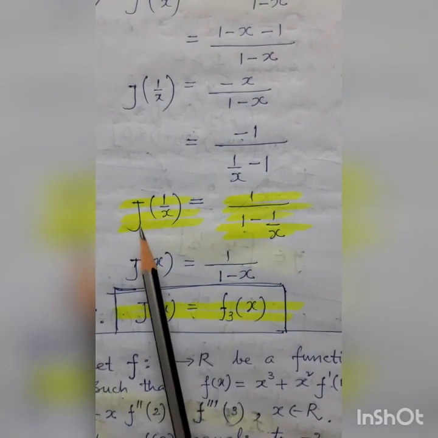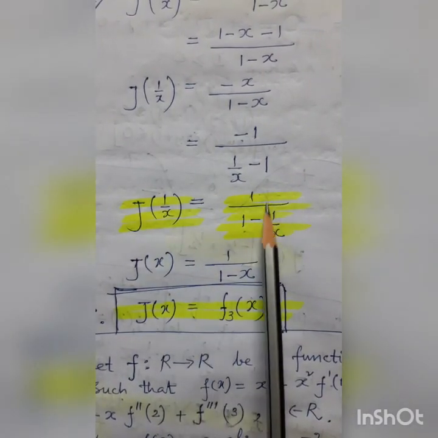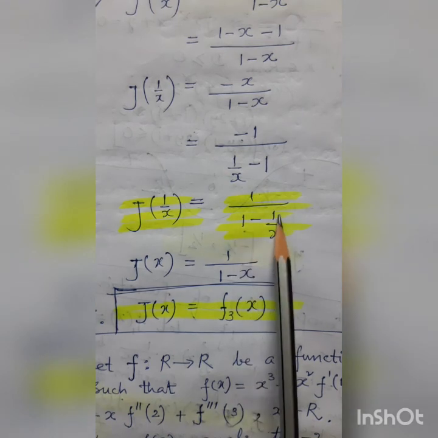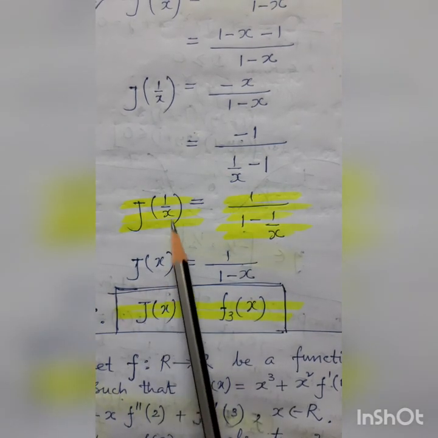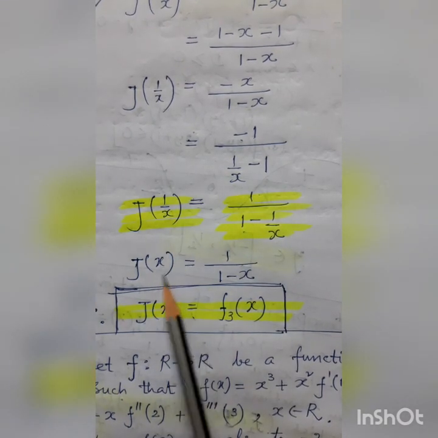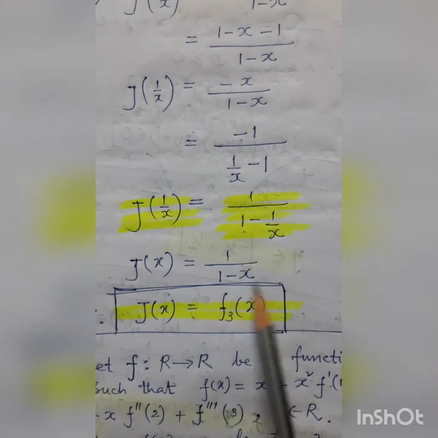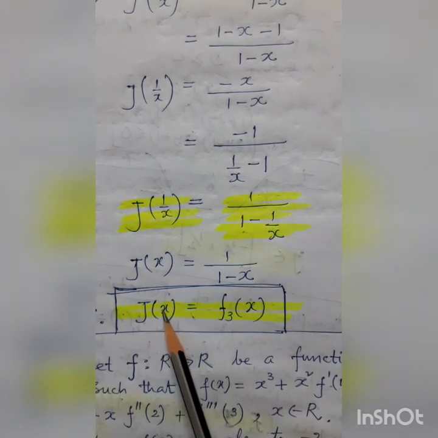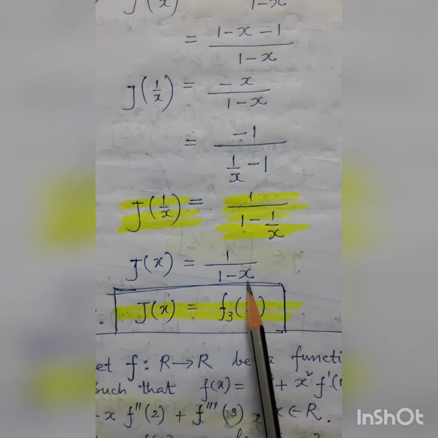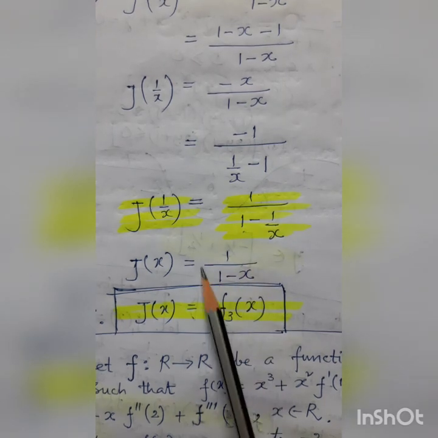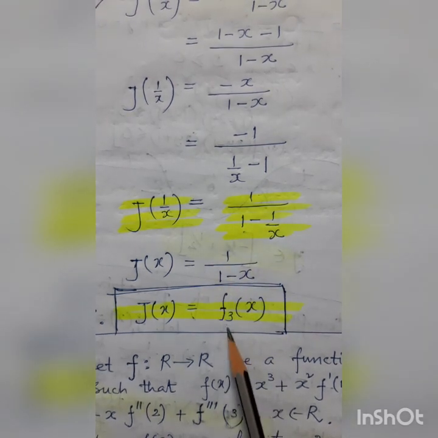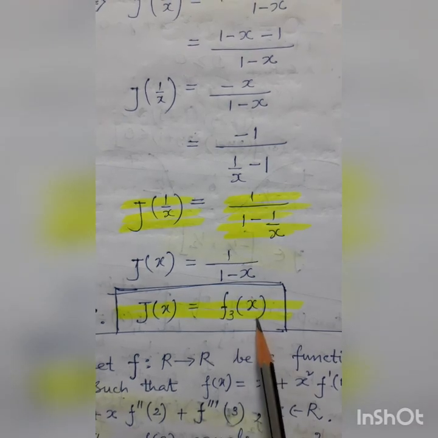This is j of 1 by x equals 1 by 1 minus 1 by x. So what is j of x? In place of 1 by x, I have written x. Then 1 by 1 minus x. j of x equals 1 by 1 minus x. What is this in the question given? f3 of x.